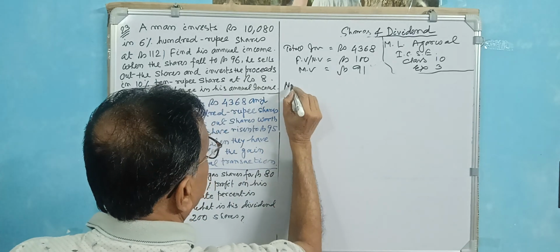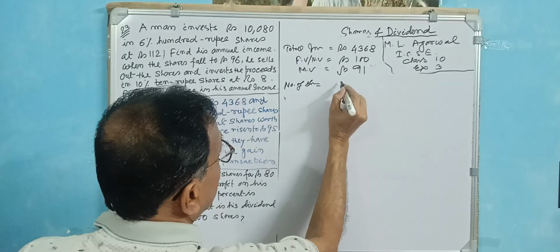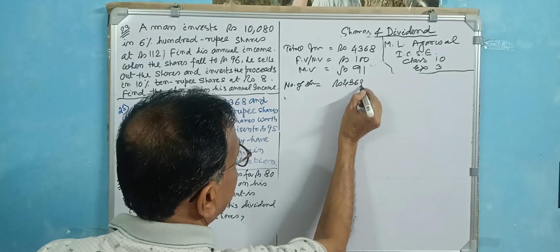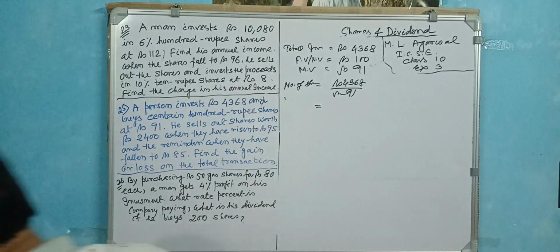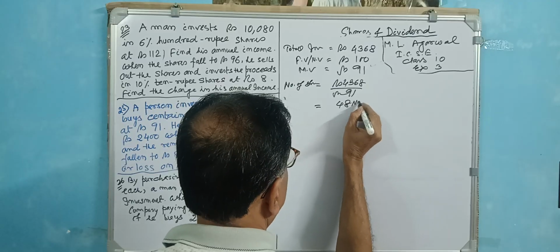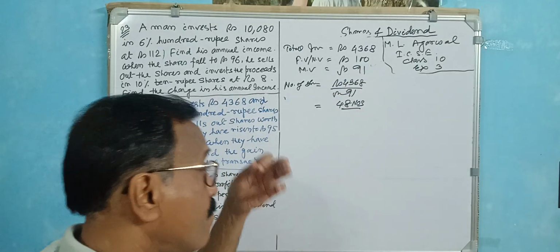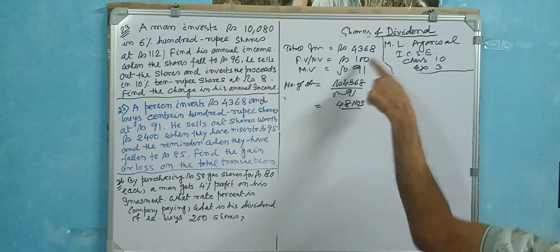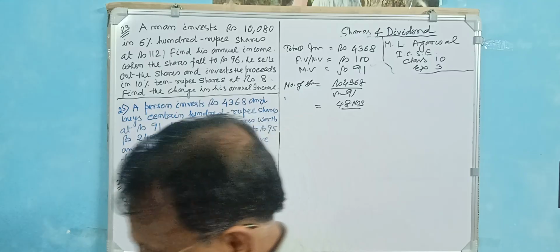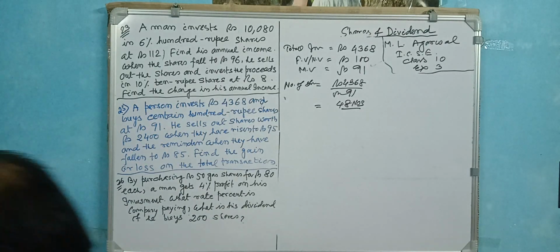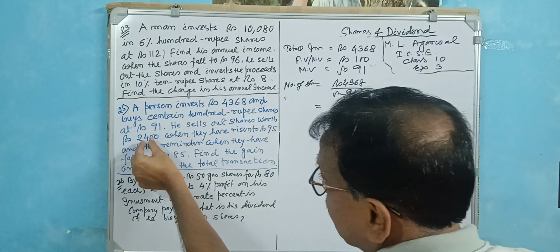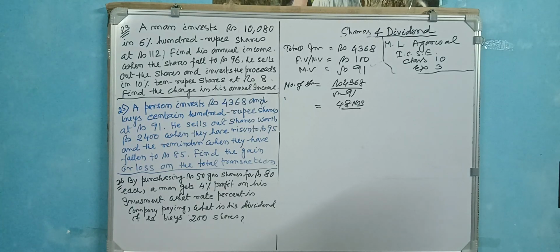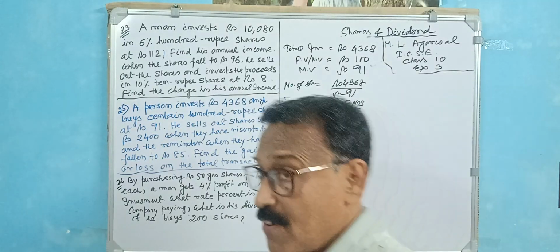Number of shares: rupees 4368 divided by 91. So what is this? 48 shares. He bought these shares. Okay, is that clear? Now he sells out some shares of this amount when they rise to rupees 95. This is very important.